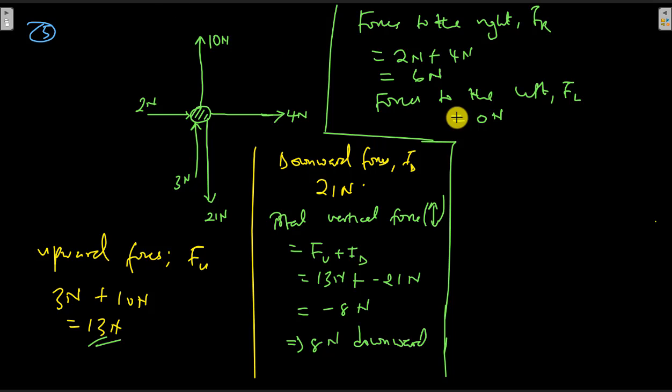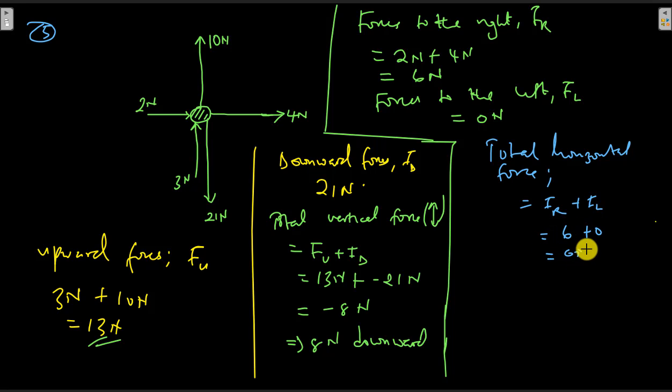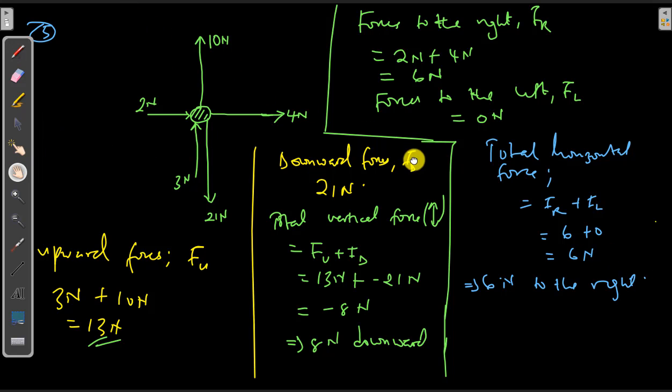So there we go. We say that the total horizontal force, which is equal to the forces to the right plus forces to the left, is 6 plus 0, that's 6 newtons. And because it is positive, we'll say it is 6 newtons to the right. Okay, so that's not the end of the story, that's just the start.